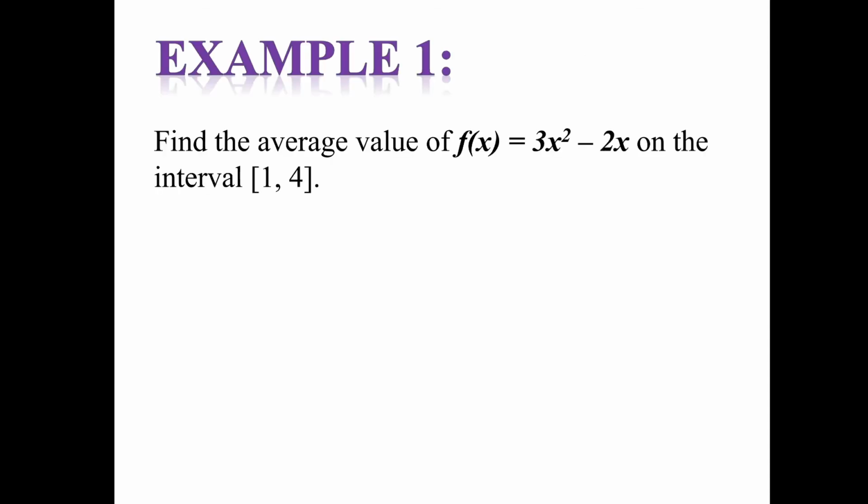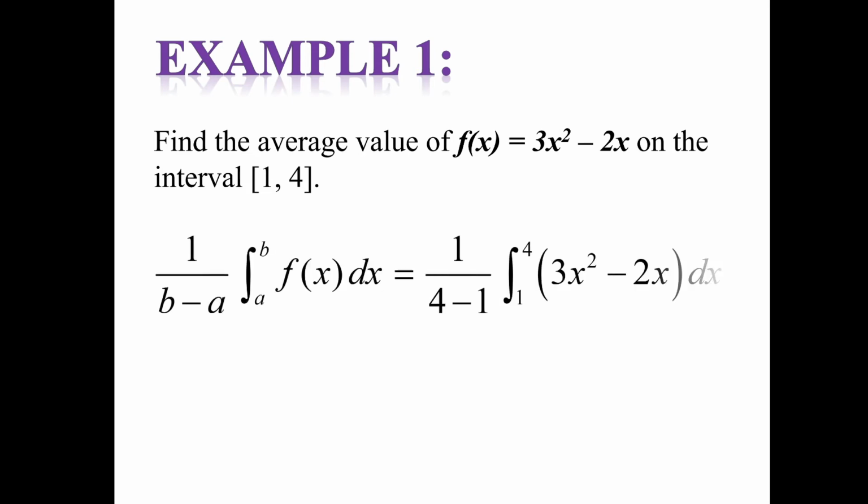So here's the first example. Find the average value of f of x equals 3x squared minus 2x on the interval from 1 to 4. So first thing that you want to find out is 1 over b minus a. So we got 1 over 4 minus 1.